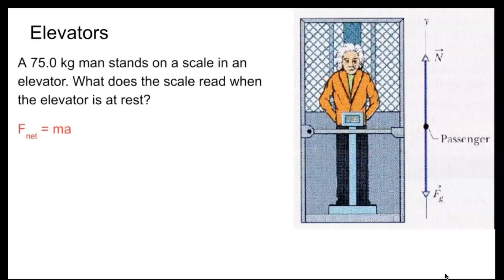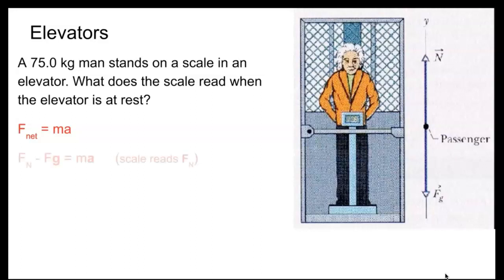So to solve that first question, I'm going to go to Newton's laws. Newton's second law is our relation over and over again, our relation between the net force and the kinematics of the object that we're talking about, in this case, the man. When the elevator is at rest, the man is at rest. He's just standing there. So his acceleration is 0.